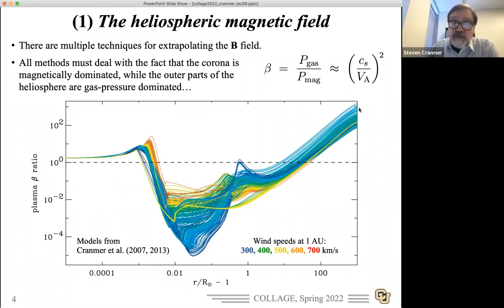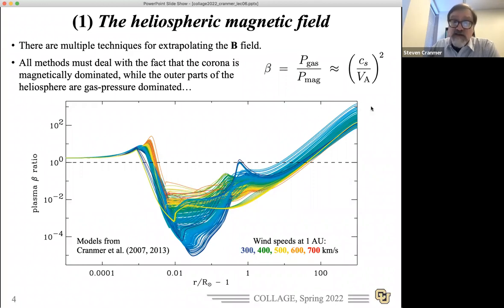And then if you go up into the solar wind, where are the planets here? Mercury is at 60, the Earth is at 200, Mars and Jupiter are out here at the right edge. So yeah, we're going all the way out into the solar wind, where the plasma beta becomes large. It's a gas pressure dominated plasma. And again, you remember the differences between these two.